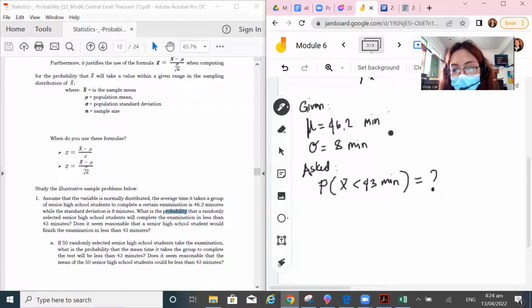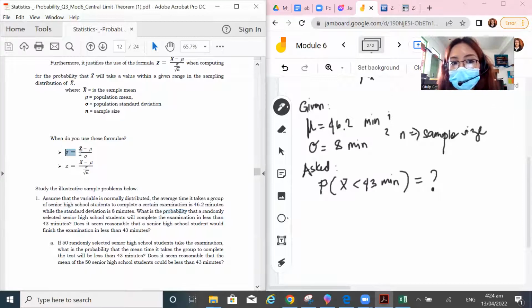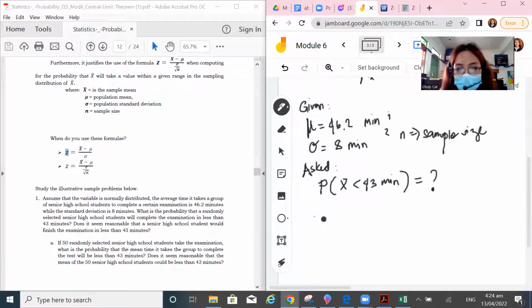That is the given. However, you are not given n, or the sample size. You're only given these two. So which formula will we use? Of course, this one does not use the sample size, so it is the first formula. So let's calculate. Let's try to solve.